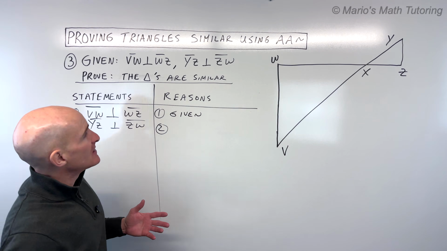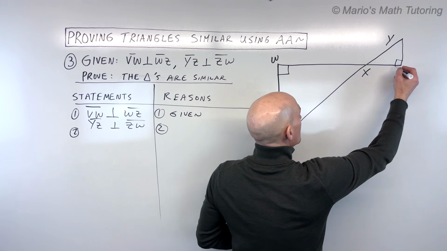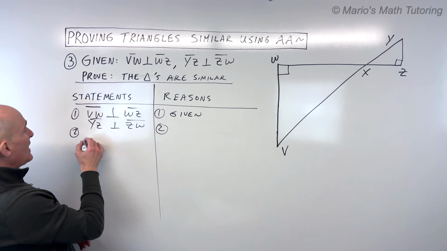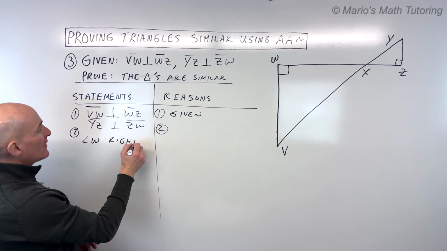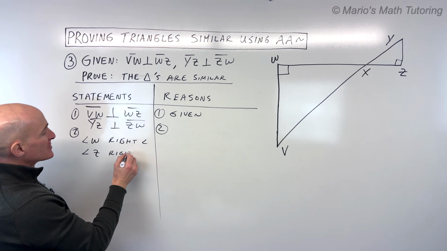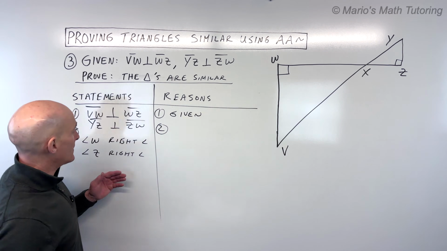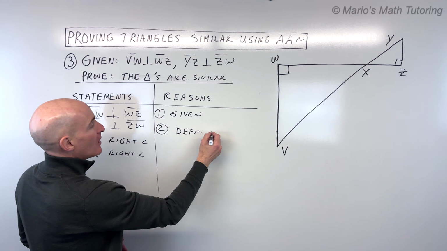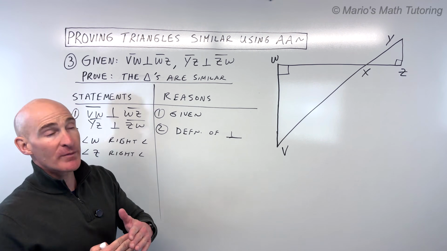Well, it means that this is going to be a right angle and this is going to be a right angle. Perpendicular. So let's write that down. We're going to say angle W is a right angle. I'm going to abbreviate a little bit here. And angle Z is a right angle. Notice how I mark it on the diagram, so I don't have to remember it in my head. I can just visualize and see it. And what's the reason for that? Well, that's the definition of perpendicular. If 2 segments are perpendicular, they form that right angle.